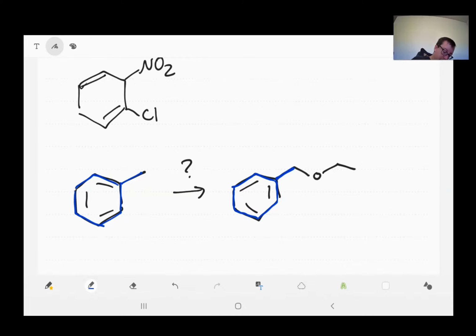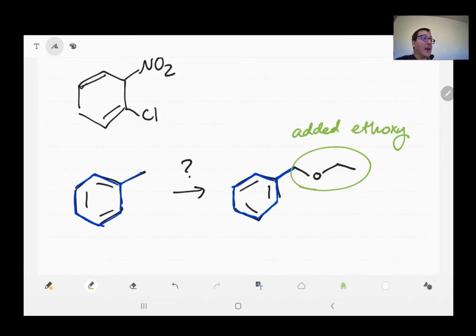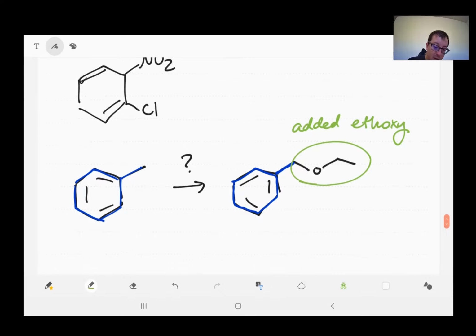So, we see here the only thing that we've added is an ethoxy group to this. Everything else is the same. We've added 1 oxygen and 2 carbons to this molecule. And so we might think, okay, well, what do we know? How can we add an ethoxy group? We can just brainstorm here. What's a way to add an ethoxy group to a molecule?